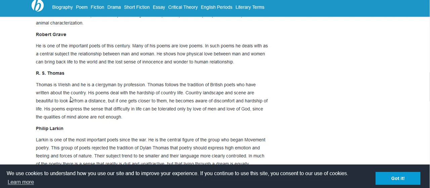R.S. Thomas is Welsh and he is a clergyman by profession. Thomas follows the tradition of British poets who have written about the country. His poems deal with the hardship of country life.